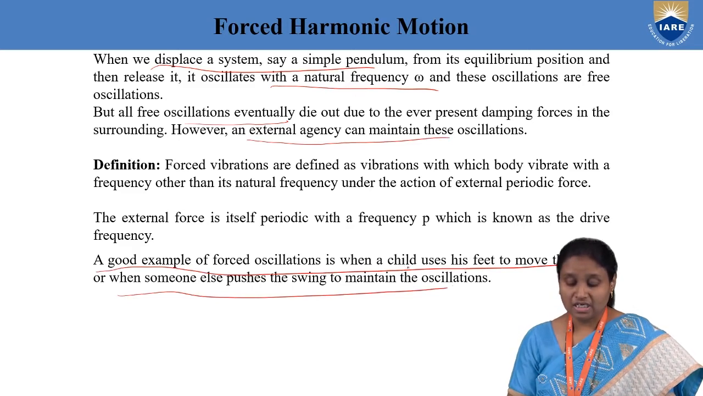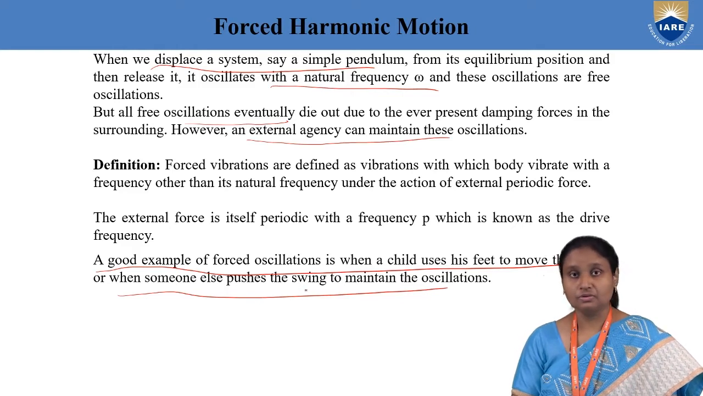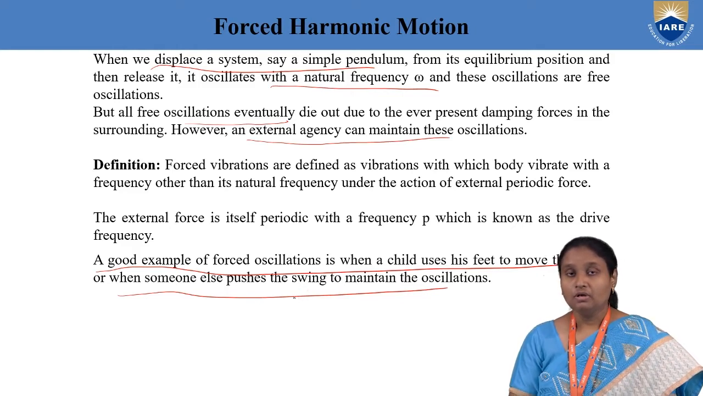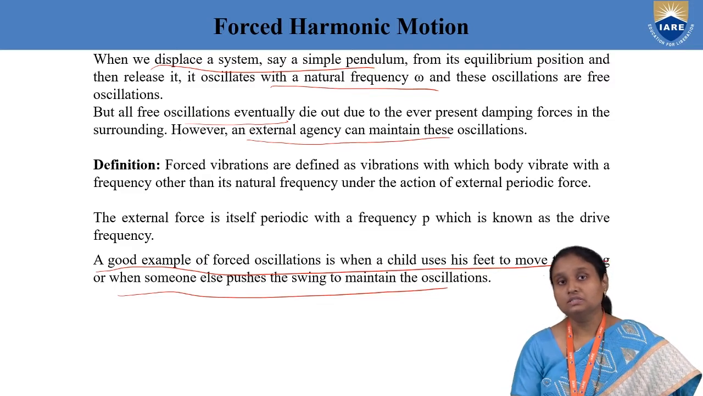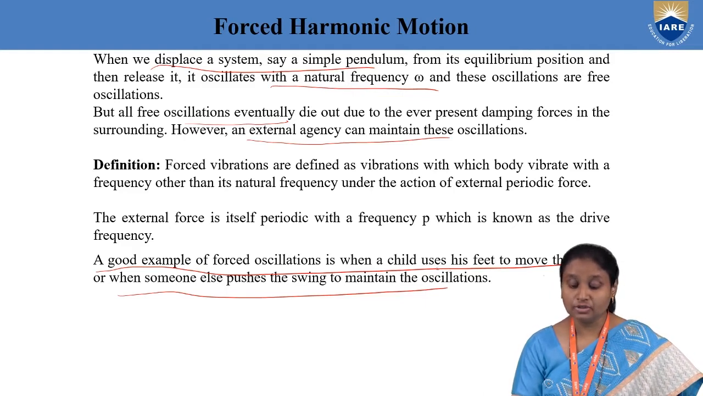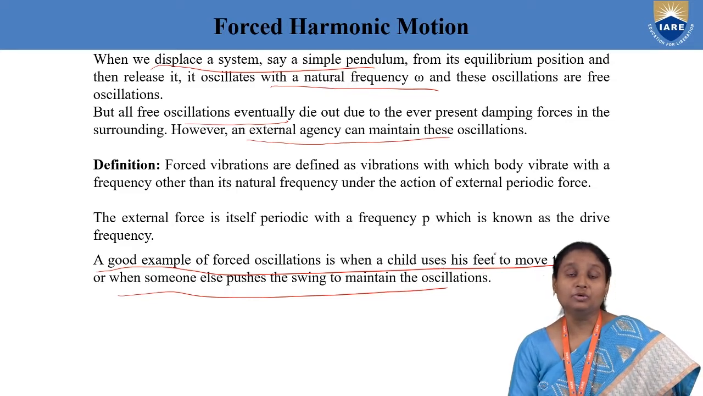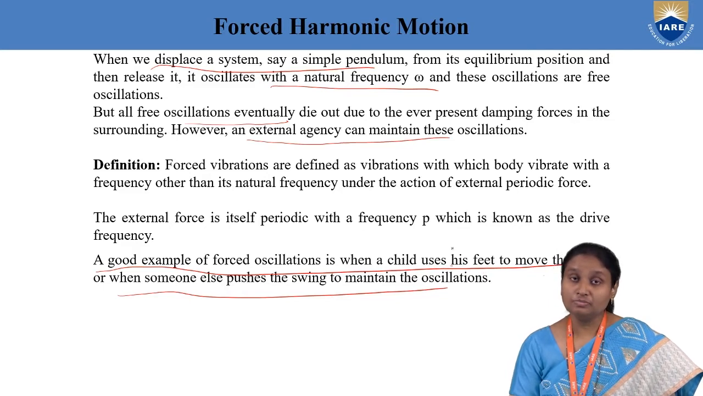Suppose I have a child and the child is moving on a swing. First one person pushes the swing, so it starts oscillating. Now what you will observe is those oscillations will not last for long. Then what will the child do in order to continue with the swing movement? He will use his feet in order to maintain that movement of the swing. So this is the force being applied by the child in order to maintain that movement. This is one best example in order to understand forced harmonic oscillation.